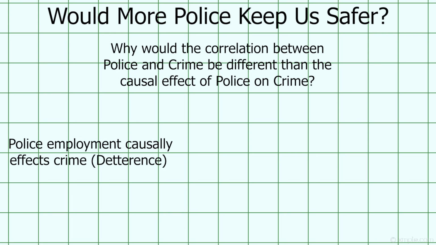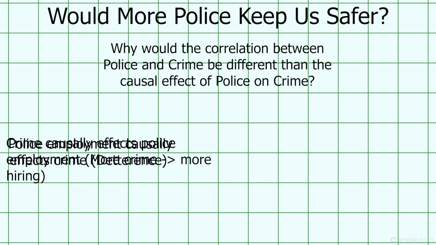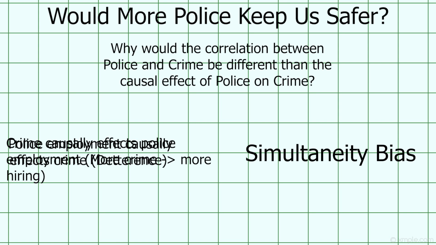But at the same time, the crime rate causally affects police employment in the opposite direction. When crime rates go up, municipalities might respond by hiring more police officers. So, when we observe the correlation between these two variables, we're seeing the impact of both of these causal effects simultaneously, even though we're only interested in one of them. What's likely happening is that the second effect, the causal effect of crime on police employment, is masking the effect of the first. When two variables both causally affect one another like this, we call it simultaneity bias.